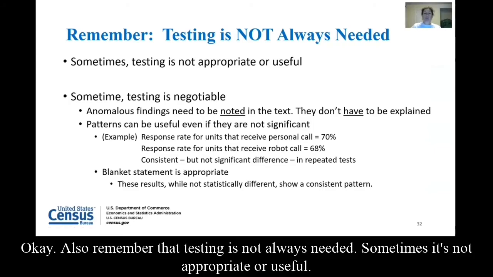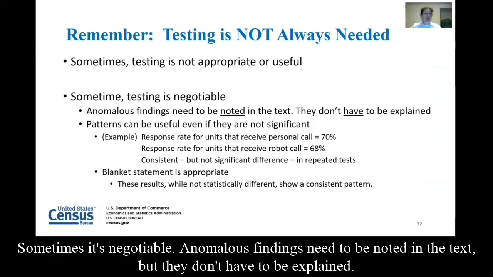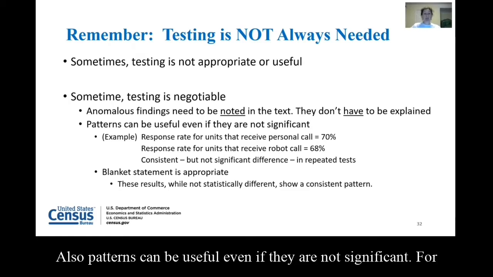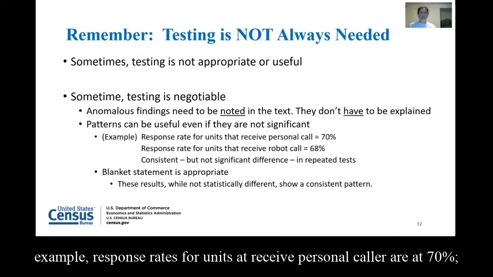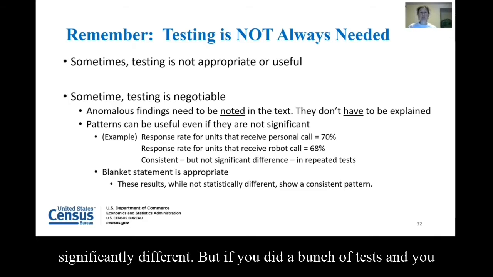Okay, also remember that testing is not always needed. Sometimes it's not appropriate or useful. Sometimes it's negotiable. Anomalous findings need to be noted in the text, but they don't have to be explained. Also, patterns can be useful even if they are not significant. For example, response rates for units that receive a personal caller is 70%, response rates for units that receive a robot caller is 68%. Probably not significantly different.